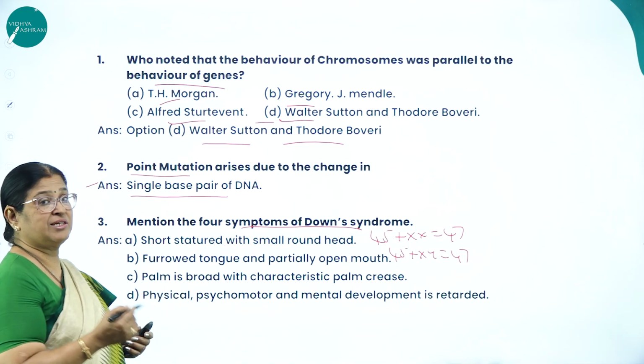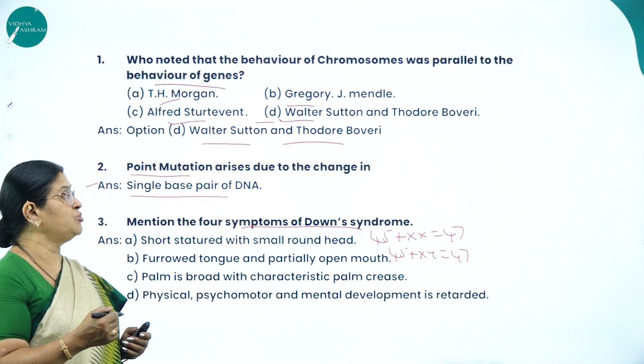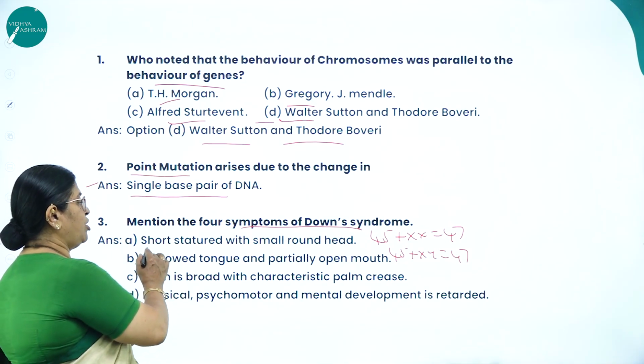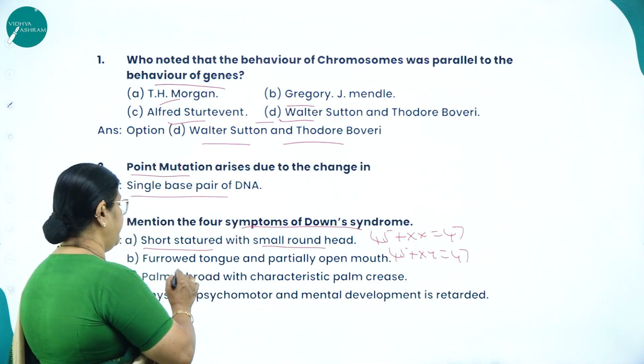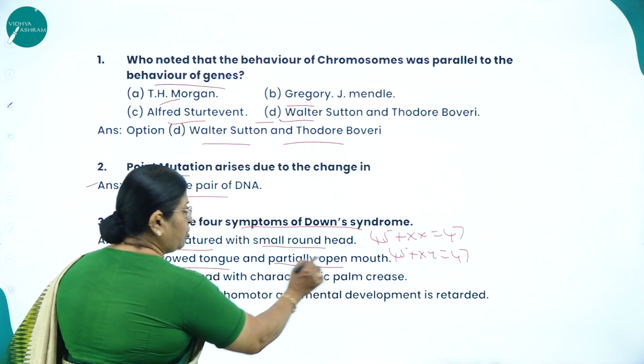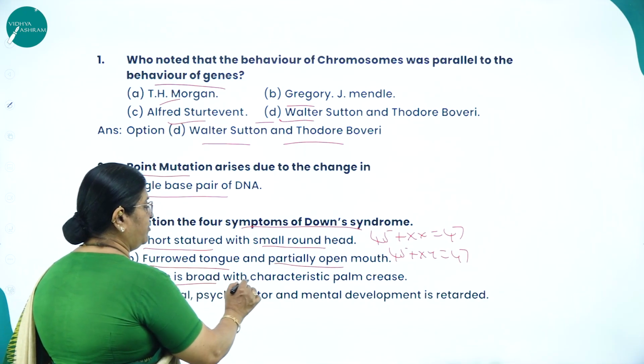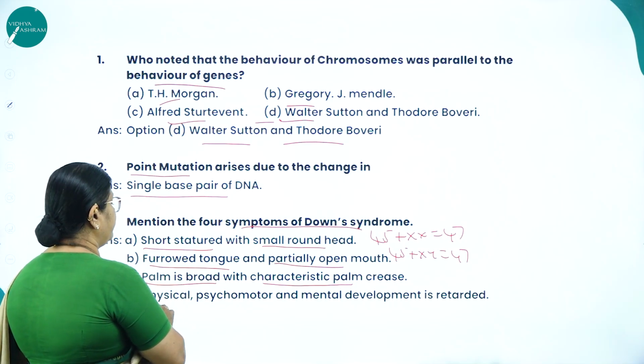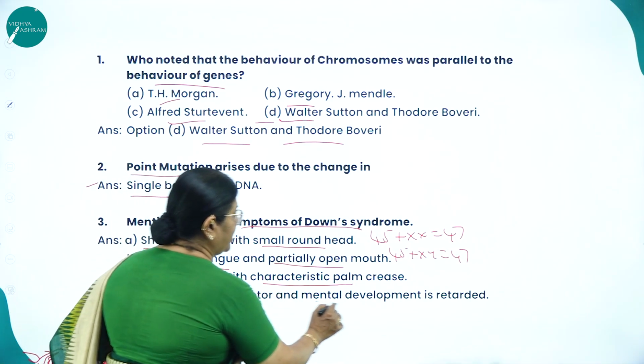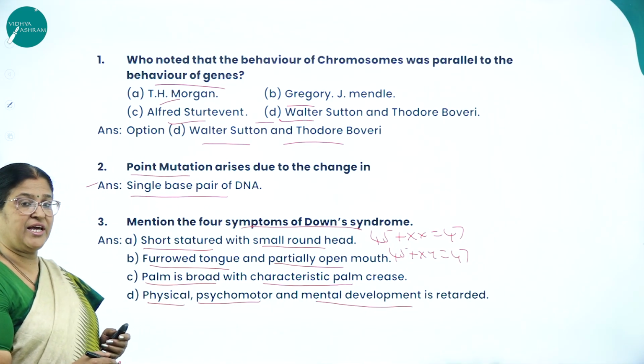So what are the symptoms that appear in a person who has Down syndrome? Short stature with small round head, furrowed tongue and partially open mouth, palm is broad with characteristic palm crease, then physical, psychomotor and mental development is retarded. So they are mentally retarded.